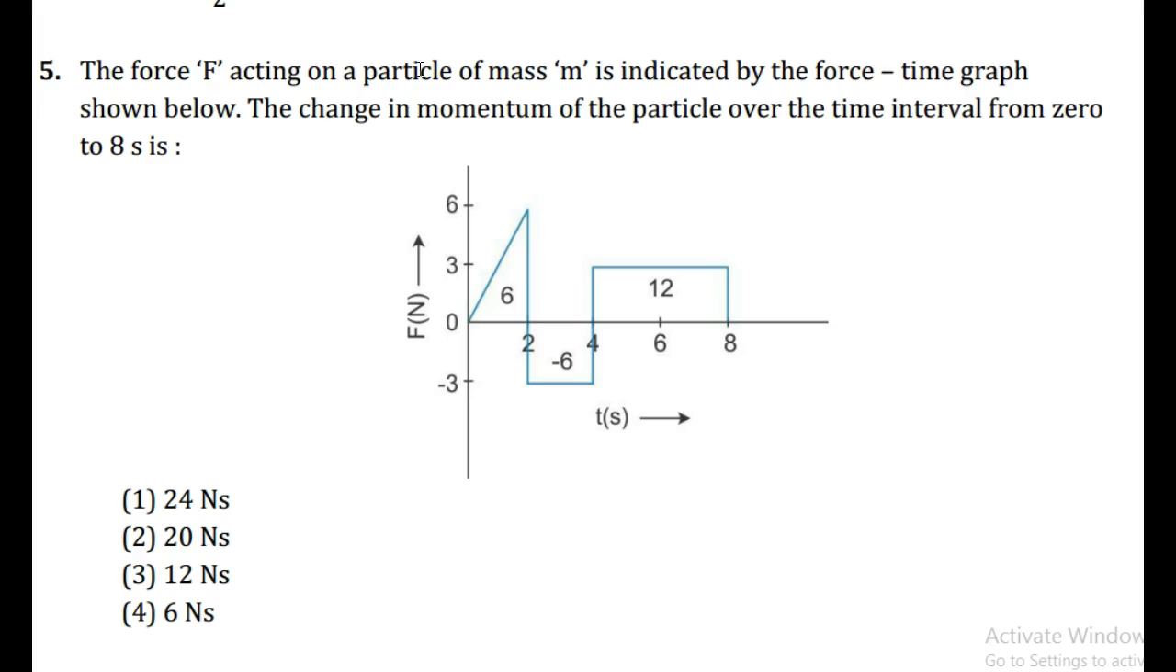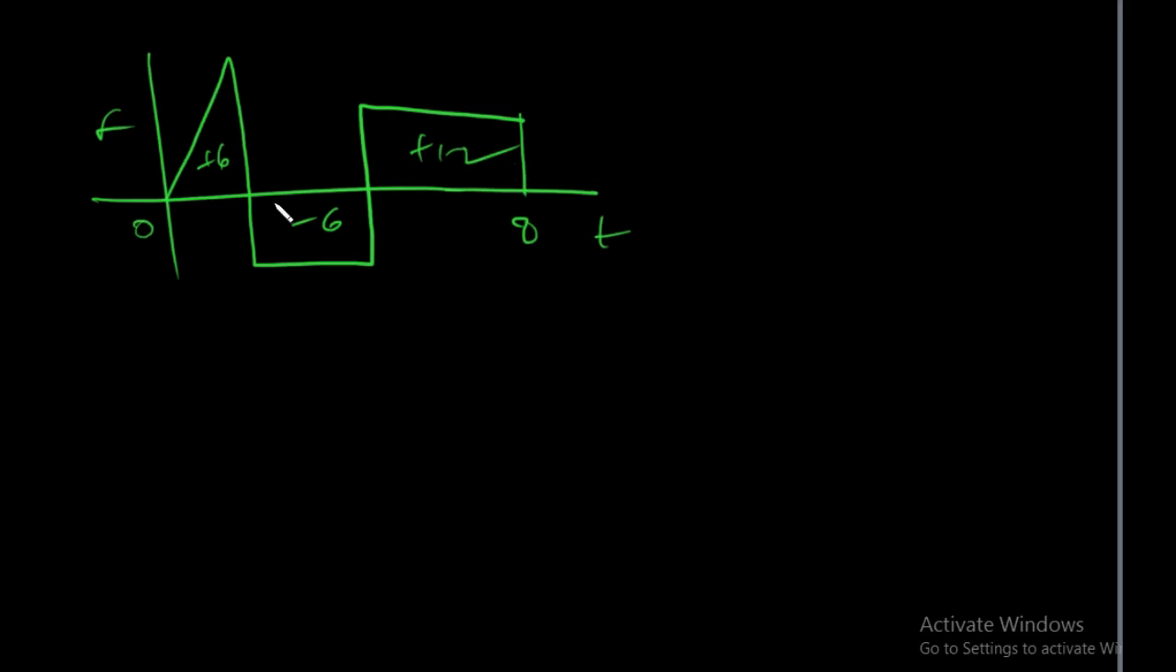The force F acting on a particle of mass m is indicated by the force time graph shown below. This is the force time graph. We will have to calculate the change in momentum of the particle over the time interval from 0 to 8. So this is the graph between F and t. One thing is that force is the change in momentum divided by time taken. Every one of you knows this.